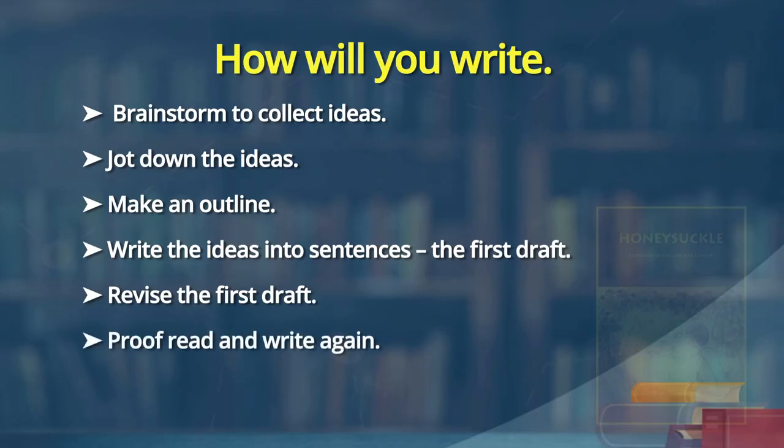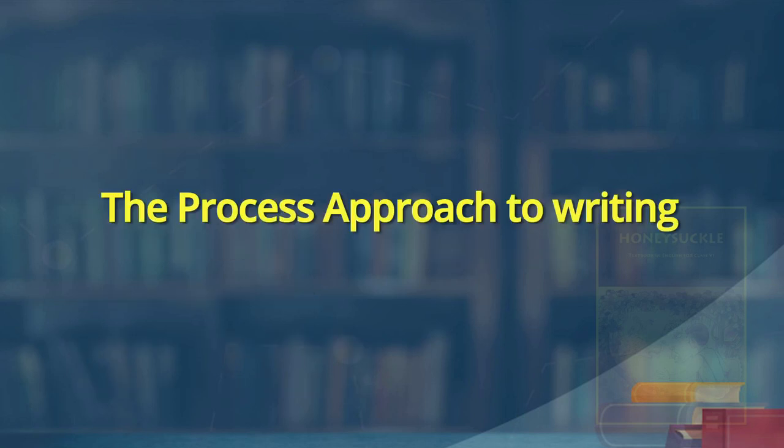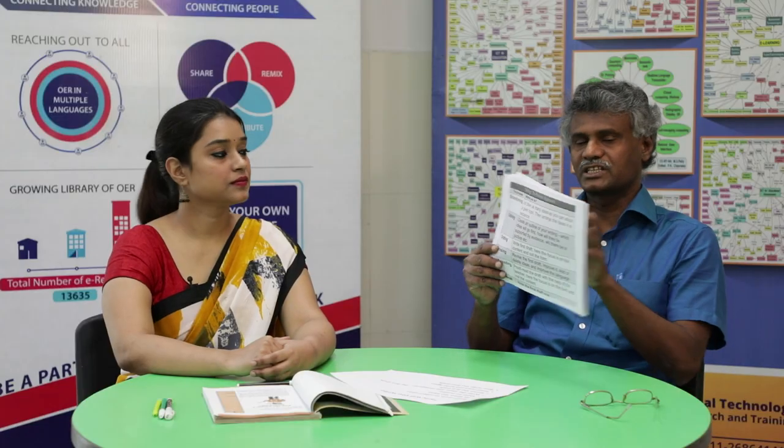You have revised. Now again rework. You revised it, proofread it, edited it, then write the final draft. So now it appears on the screen. This is called a process approach to writing. There's a process involved, so I'm going to say the steps. You read out what learners are expected to do.